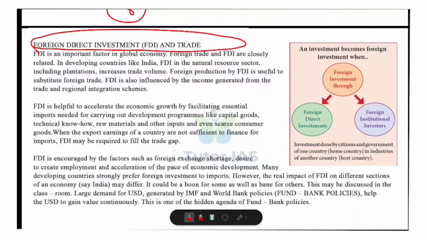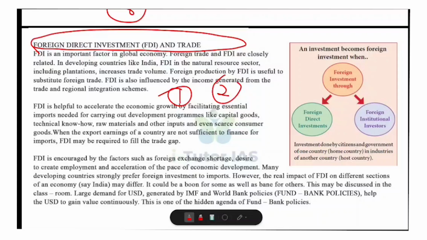So how are FDI and trade connected? First, FDI boosts trade volume. When foreign companies invest in a country's natural resources or industries, they often need raw materials, machinery or other inputs, and this increases imports from other countries. For example, FDI in plantations requires machinery, fertilizers and seeds from abroad, and that leads to an increase in import trade.